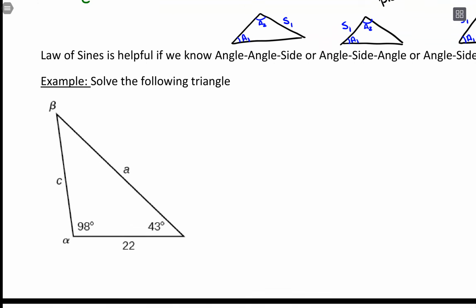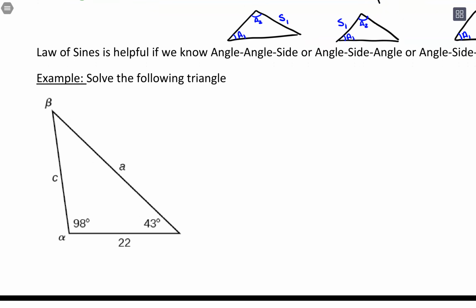All right, so let's look at an example and see how we use this law of sines. Here we have an angle alpha. Here we have an angle, that's our gamma right there. And then we have our side lengths. They're opposite there, like this would be B. And let's see, we want to solve the triangle. So basically we want to find A, C, and beta.